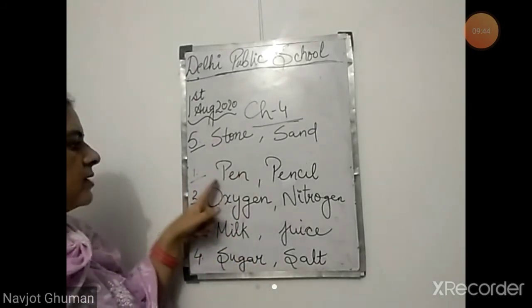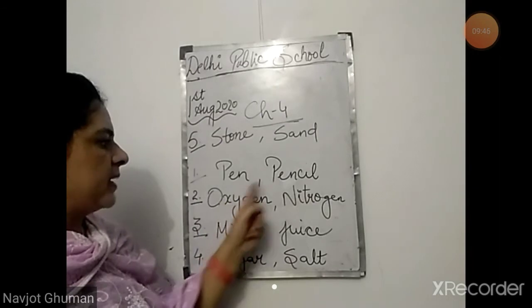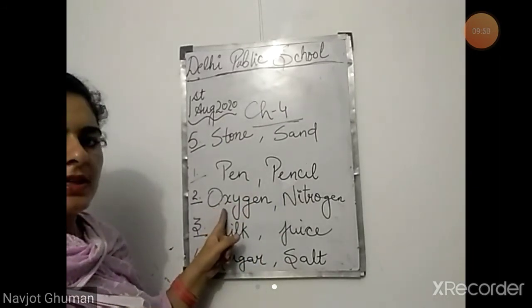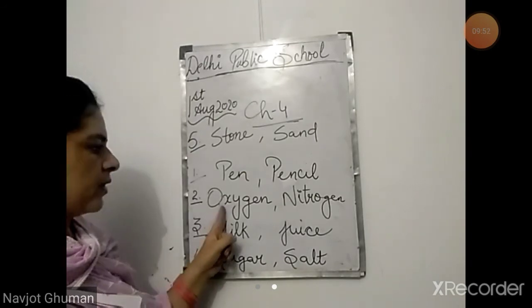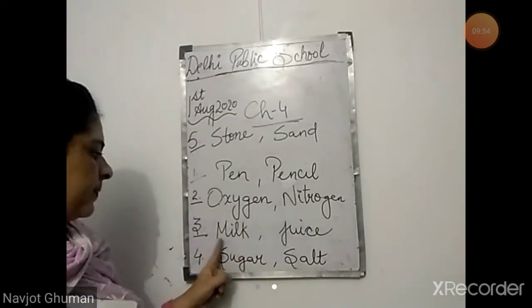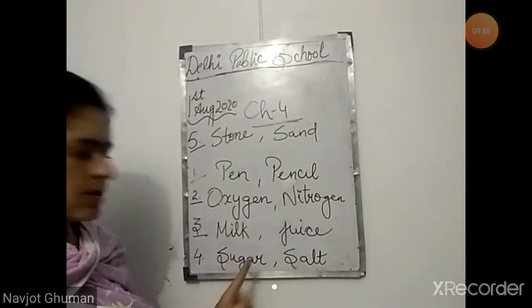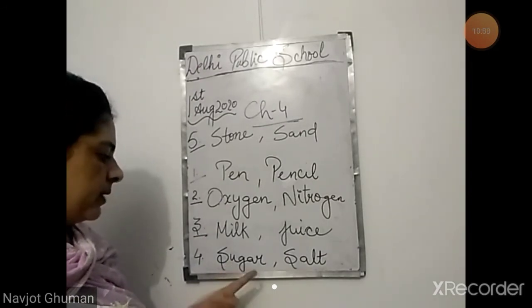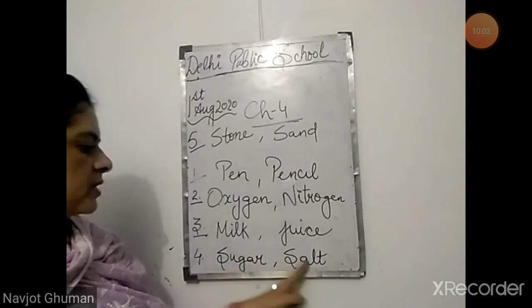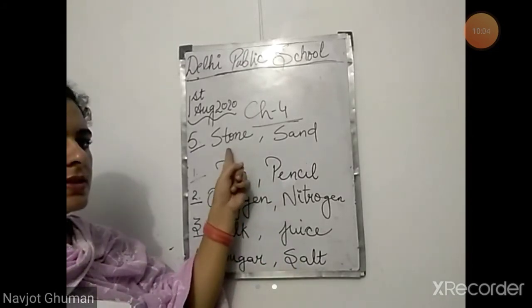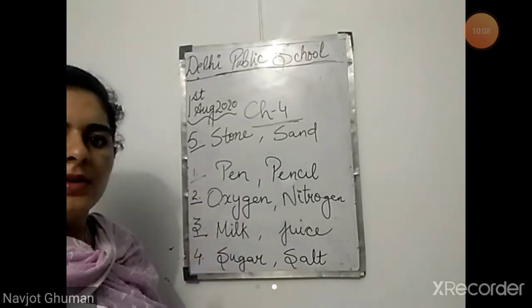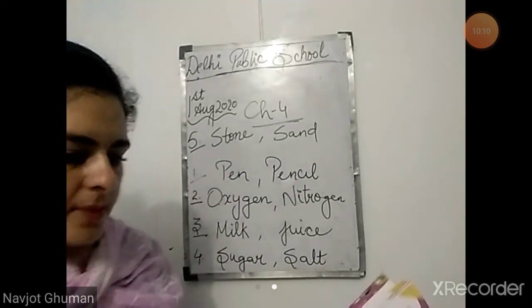So first was examples of the solids, that is pen, pencil. Substances in which particles are very loosely packed, gases: oxygen, nitrogen. Fluids: milk and juice. Substances that dissolve in water, soluble in water: sugar, salt. And substances that are insoluble: stone and sand. So these were your two examples.